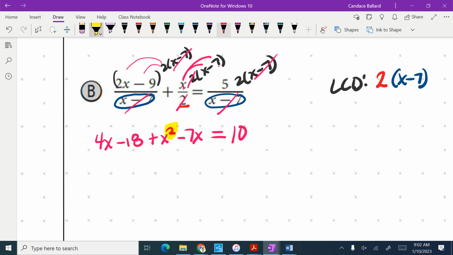Okay. All right. So I'm going to put that x squared up front. And typically, we get x squared, the x, the constant. Okay. All right. Who is friends with 4x? Negative 7x. So what's 4x minus 7x? Good. All right. And then I know I've got this negative 18 and I have to move the 10 over. How do I move the 10 over? Subtract. So negative 18 and negative 10 is what? Good. Equals 0.